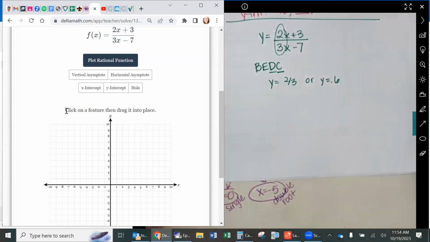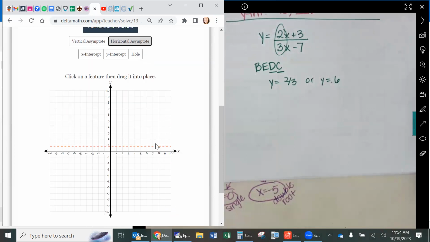So on your screen, can I graph that right now? Yeah, right? So horizontal asymptote, drag it down to 0.6. So it should be a little bit above halfway. Okay, it doesn't have to be perfect, but it should be below where the first box is and a little bit above half. Good?